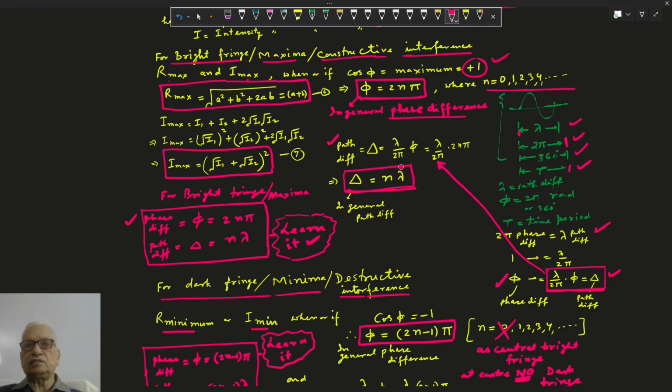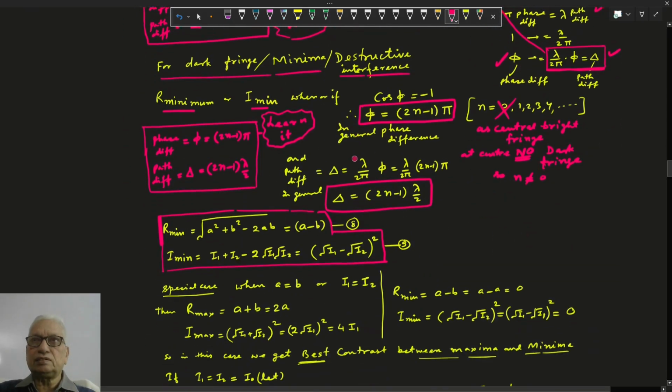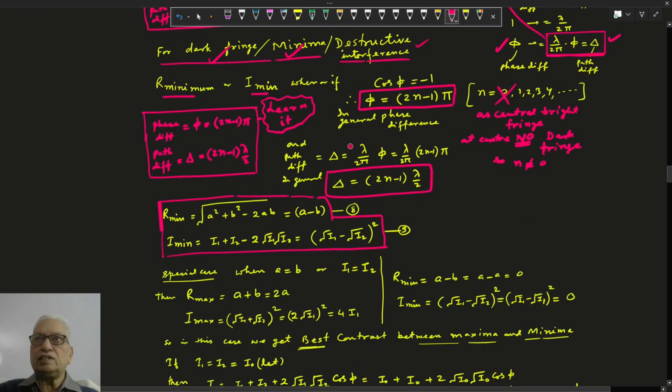बहुत useful है numericals में, conceptual हर जगह. Now for dark fringe or minima, or sometimes it's called destructive interference, R minimum, I minimum, when cos phi is the minimum value minus 1, general value is 2n minus 1 pi. We have modified this general value.